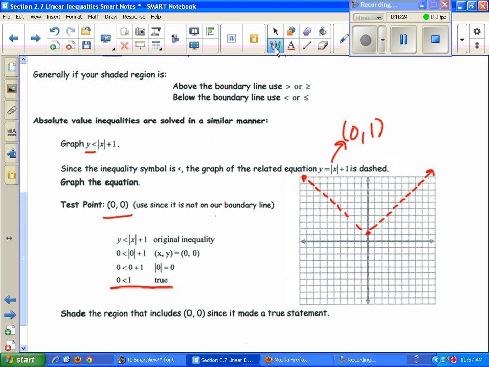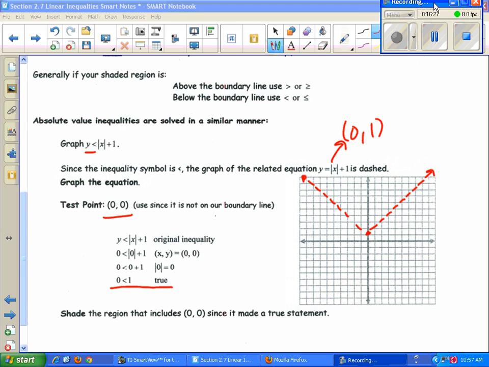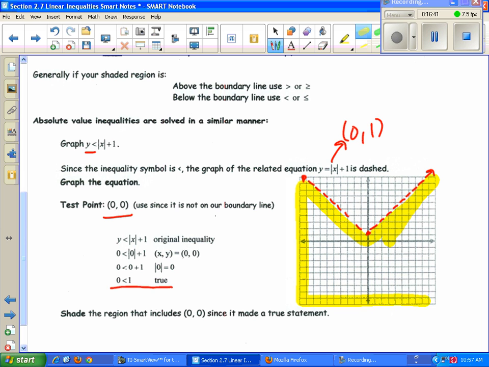So let's get my highlighter, because it's always easier to use a highlighter when you're doing your shaded region. With my highlighter, I would shade everything that is below my boundary line. That means that anything in this region, if I were to plug it into that inequality equation, would make a true statement. And that's our graph.